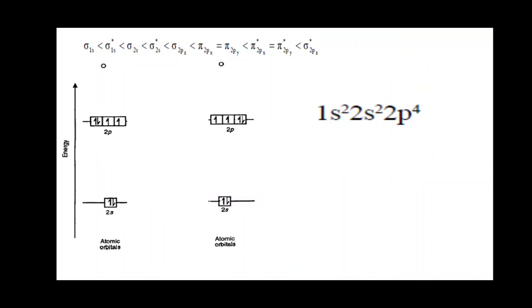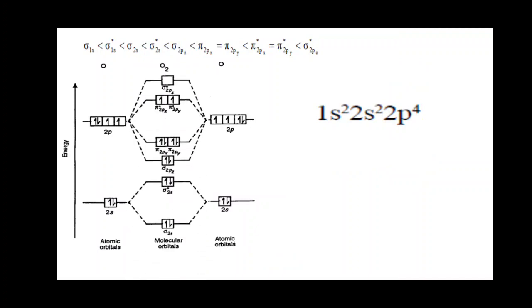Now the two oxygens are going to combine to give molecular orbitals. So the molecular orbitals are shown in the middle, right? So 2s with 2 electrons and another 2s with 2 electrons are going to combine. It gives sigma 2s, the lowest molecular orbital, which is a bonding molecular orbital, and the higher molecular orbital called the antibonding, sigma star 2s, with 2 electrons.